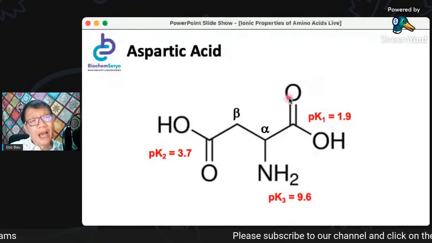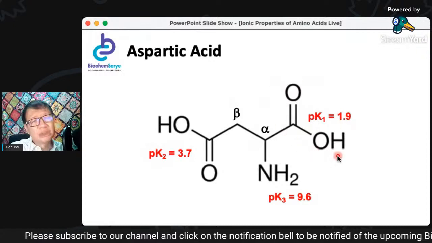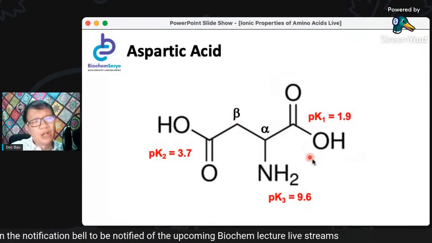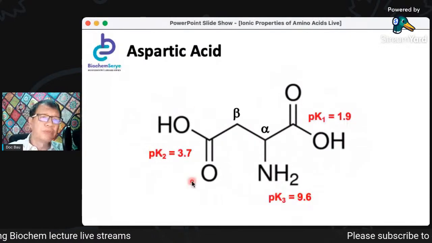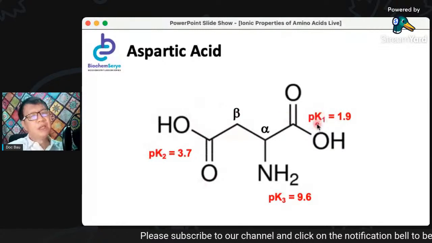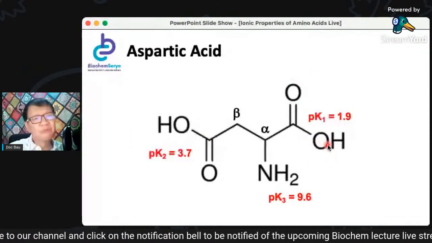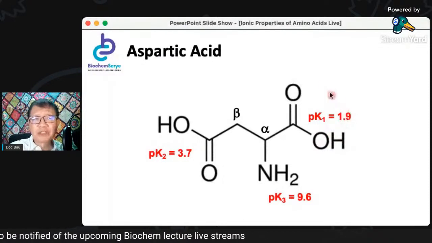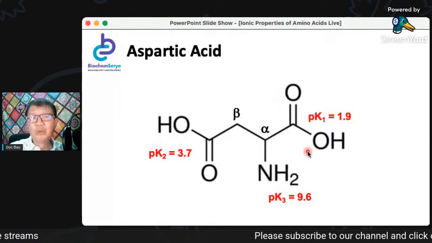It has its alpha carbon, which is the carbon that is directly attached to your carboxyl carbon. This is carbon 1, your alpha carbon is carbon 2. So this is your alpha carboxyl group, and this is your alpha amino group. Then the third functional group of your aspartic acid is your beta carboxyl. Again, what do we mean by pK? pK is the pH wherein you have 50% of the carboxyl group and 50% of the carboxylate. So if the pH is equal to 1.9, you have 50% COOH and 50% COO negative.